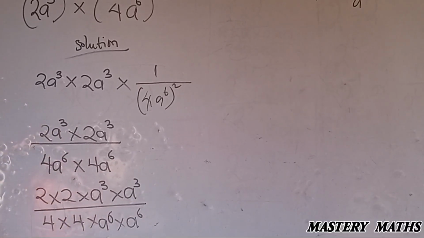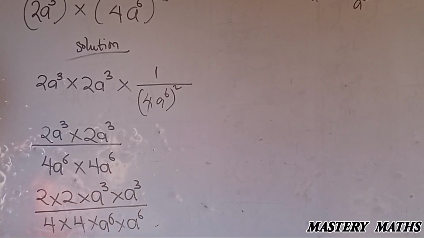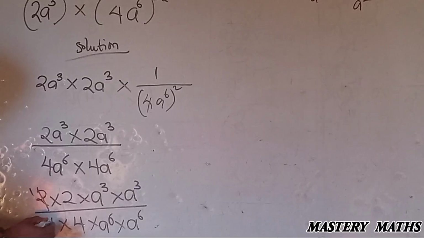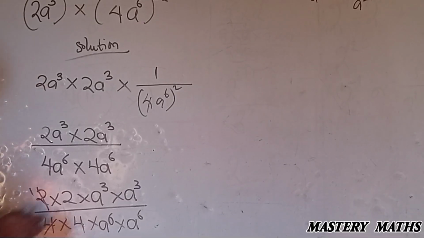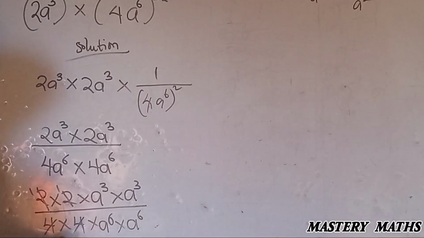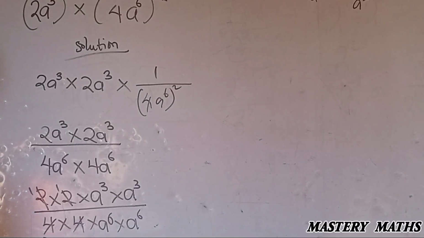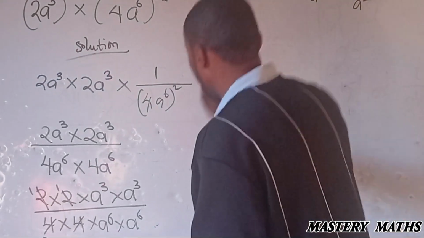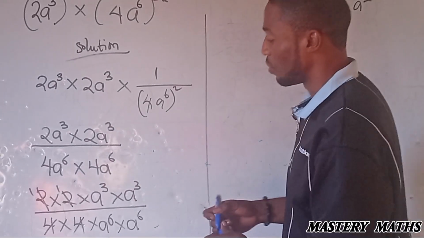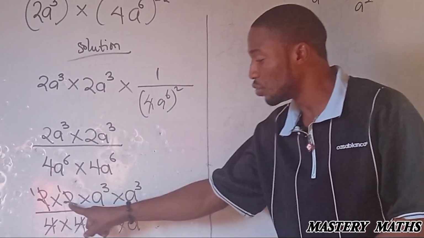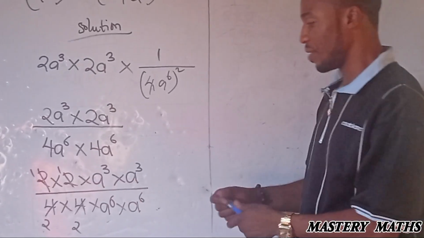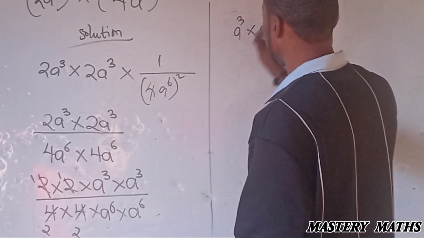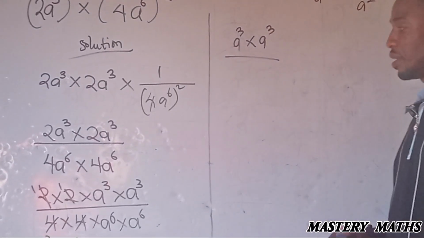We'll divide it. It can be divided now. How? Your 2 here is 1, your 2 here is 2. After we've done that, we write out the one that is given. We've exhausted all the 2s here, so what is remaining here is only a^3 times a^3.